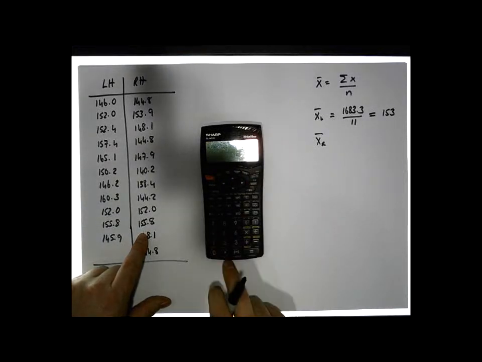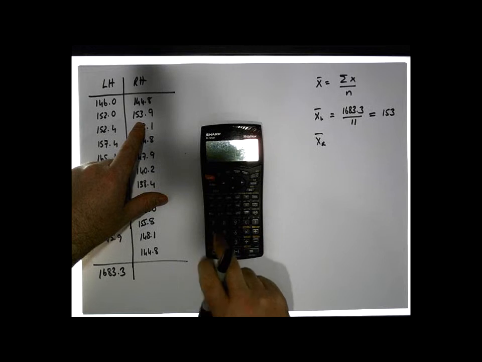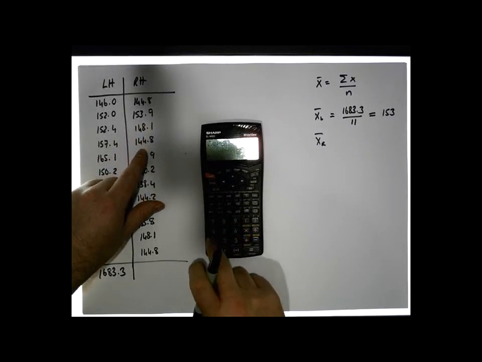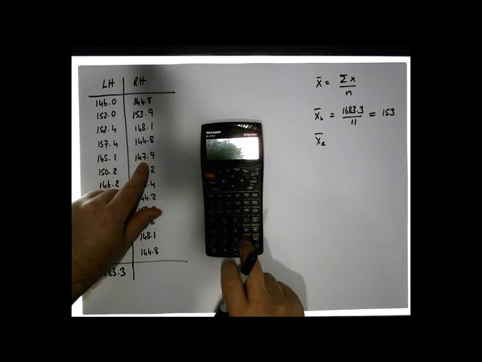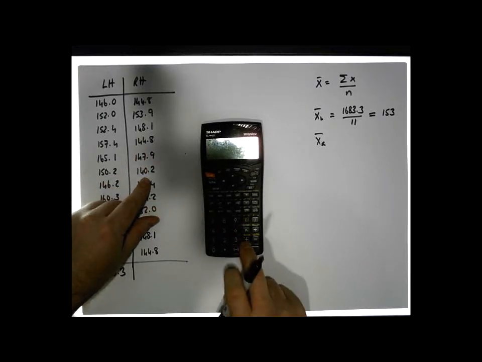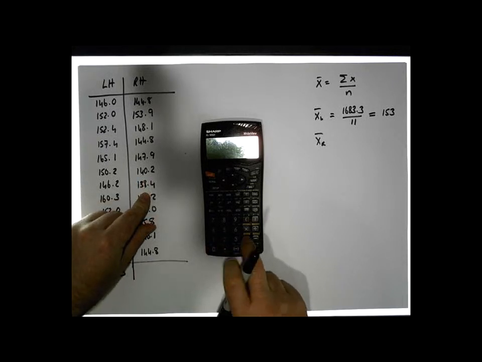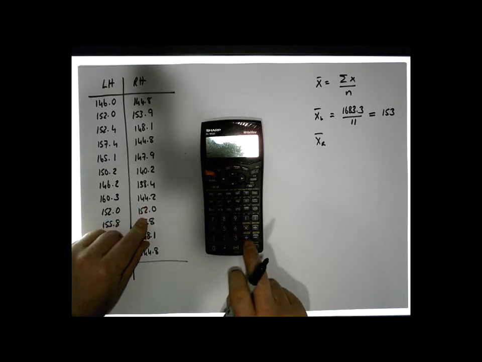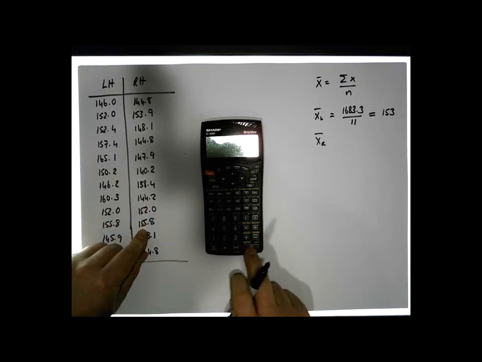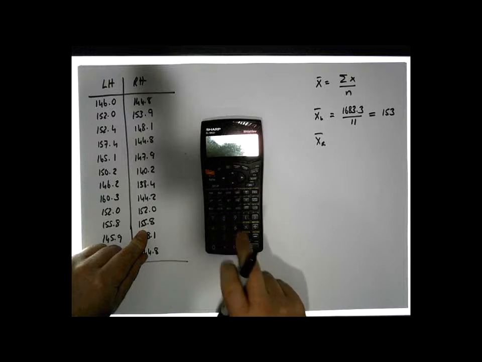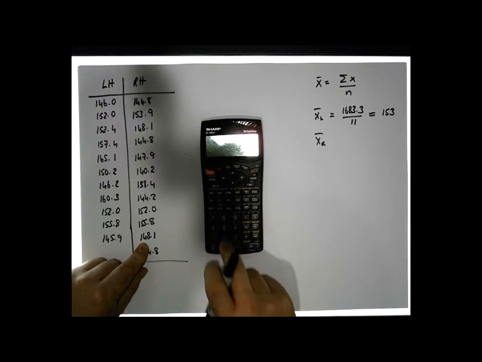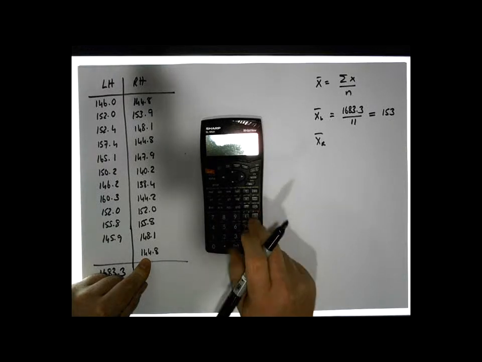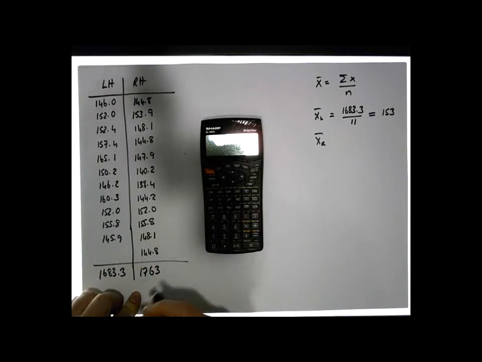So it's 144.8 plus 153.9 plus 148.1 plus 144.8 plus 147.9 plus 140.2 plus 138.4 plus 144.2 plus 152.0 plus 155.8 plus 148.1 plus 144.8 gives us a summation of 1763. And hopefully I haven't made any mistakes here.